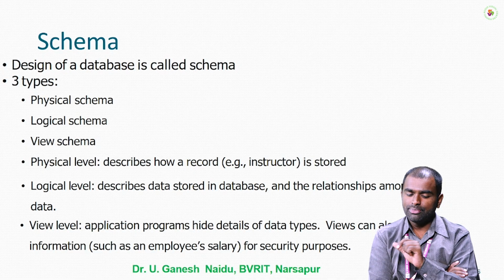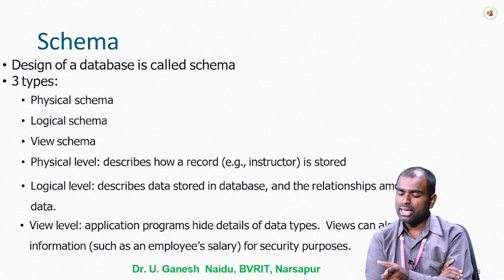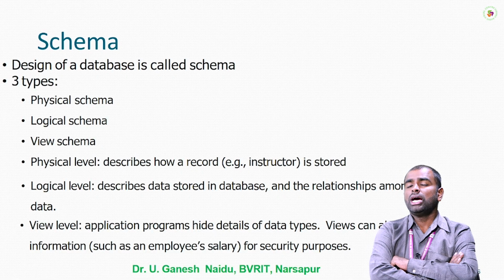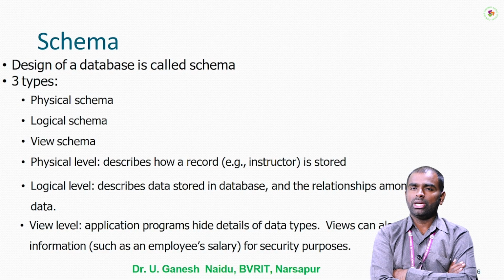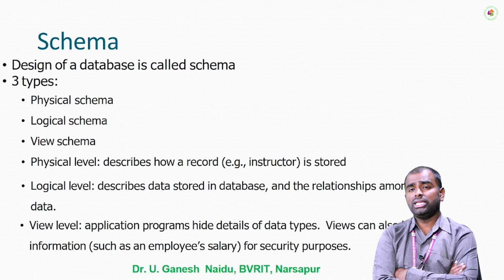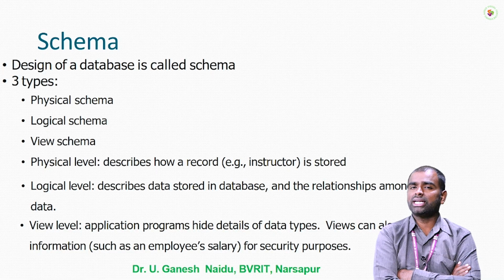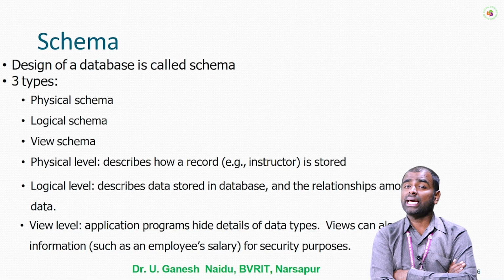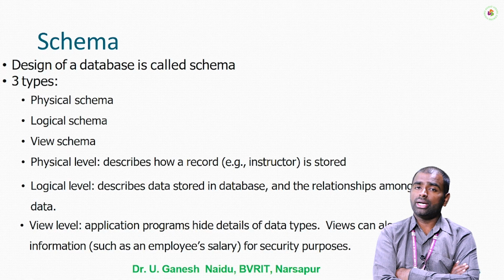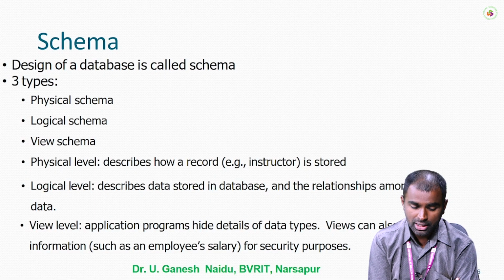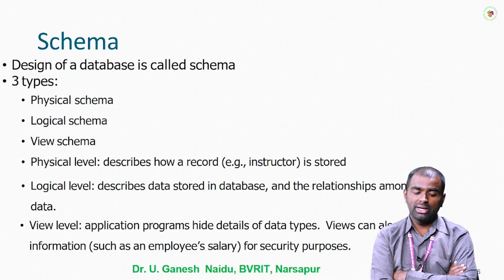Logical level describes the data stored in the database and the relationships among the data. Logical means the relationships, how they are connected to each other. The name itself indicates logical: how the different types of data are connected to each other. That can be done by using the logical level.